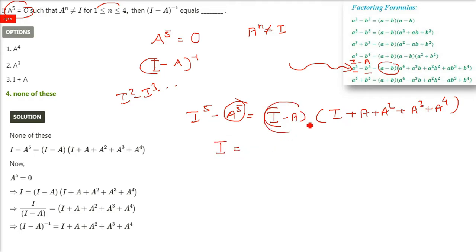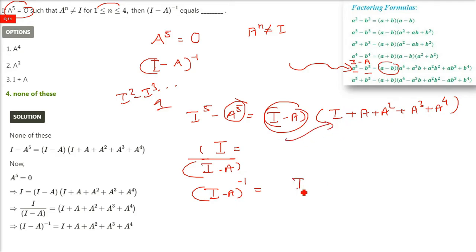So on the right hand side I am taking in the denominator I minus A. Now I just assume it to be 1, it's actually 1 in matrix form. So 1 by I minus A can be written as I minus A inverse, and that is going to be equal to I plus A square plus A cube plus A raised 4. Now this whole expression is nowhere to be found, so the answer is none of these.